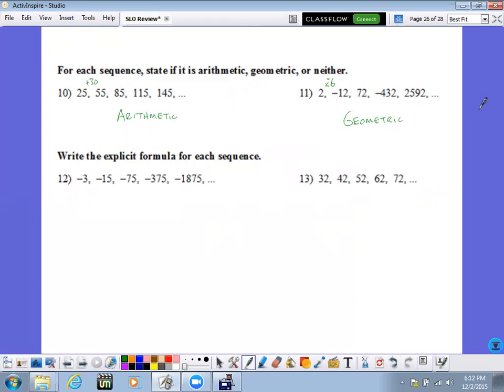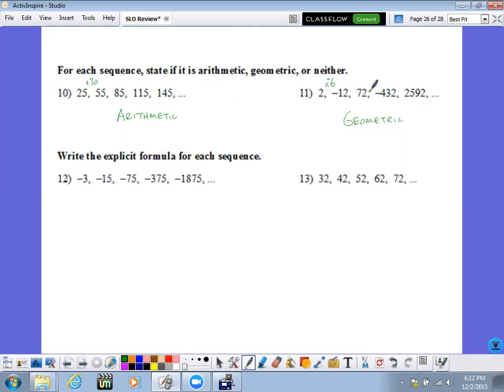Remember, we talked about being able to find that ratio or that difference by going second term to first term. So if I did this minus this, I get plus 30. This minus this, 30. This minus this, 30. This minus this, 30. Same thing over here. We would just do the opposite division. This divided by this gives me -6. Divided by that gives -6, and so forth. So that's one way that you can find those ratios or those differences if you're struggling with them.